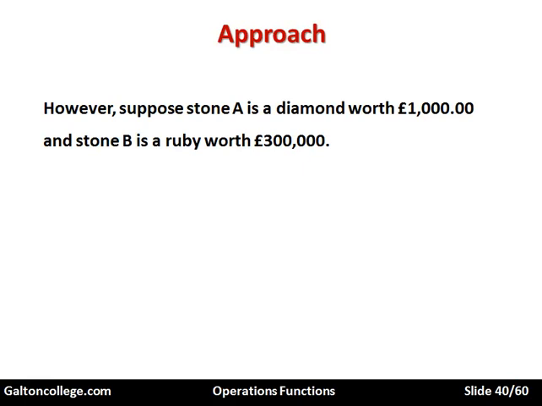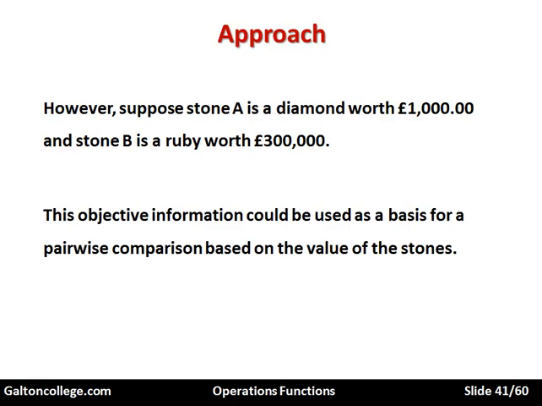Suppose the two stones, one's a diamond and the other's a ruby. Well, this objective information could be used as a basis of pairwise comparisons based on the value of stones. So now we're comparing these two stones, the ones we were looking at smoothness earlier, which was very difficult. Now, if we're told that the stones are diamonds and rubies, if we were now subsequently told that, then of course the decision process will be altered.